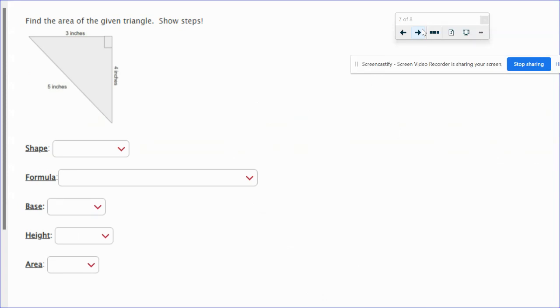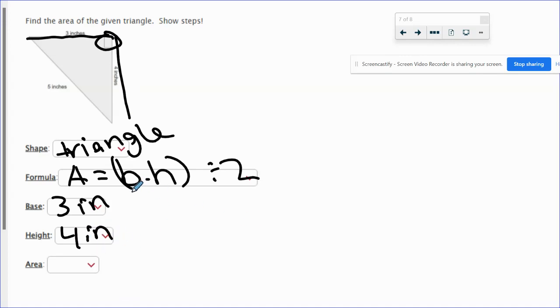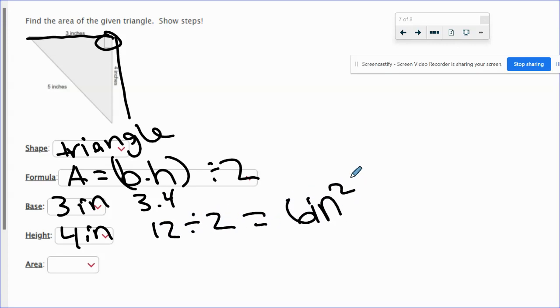I have another triangle, and I know it is a triangle because it has 3 sides. Formula for area of a triangle is base times height and then divided by 2. Divided by 2 because it is half of a rectangle. My base here, if I circle my right angle, would be 3 inches. My height would be 4 inches because my height is always the vertical one. So let's plug this in. 3 times 4 is 12. 12 divided by 2 would be 6 inches squared.